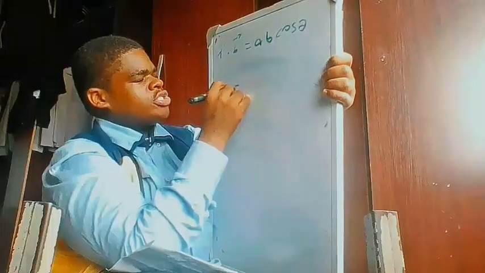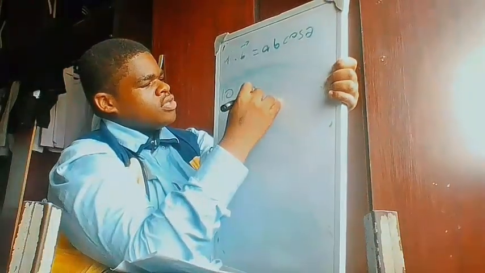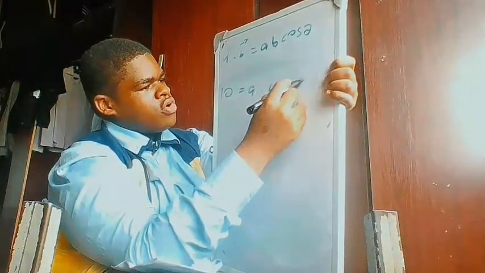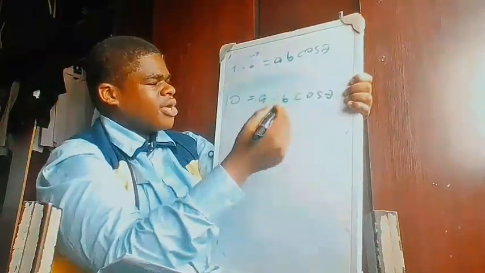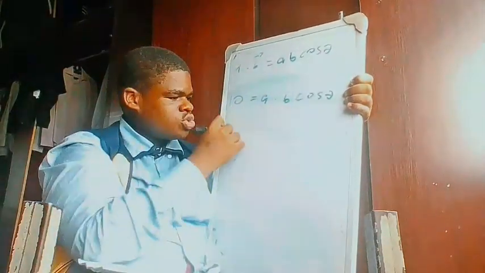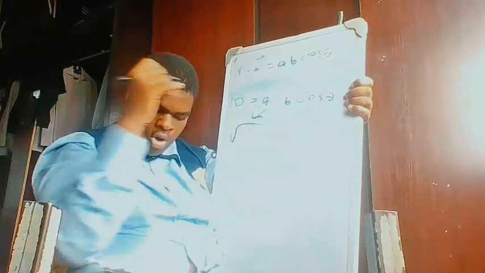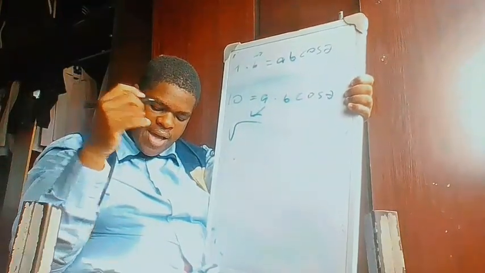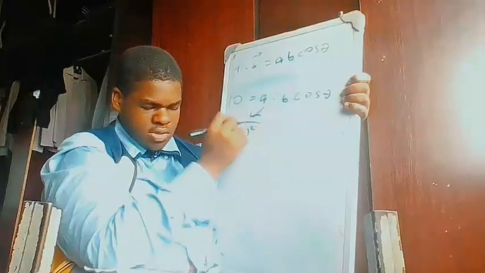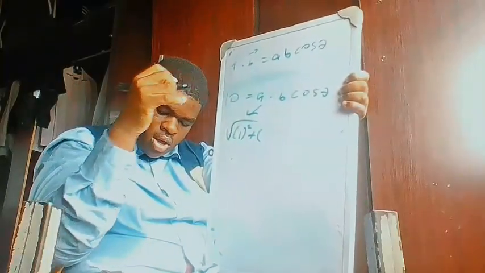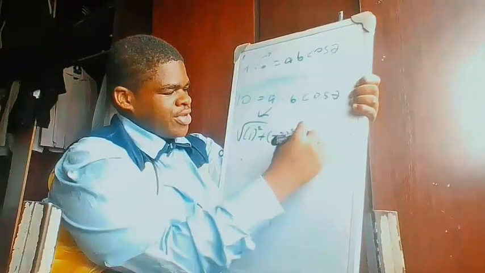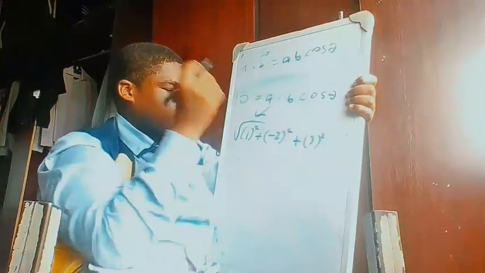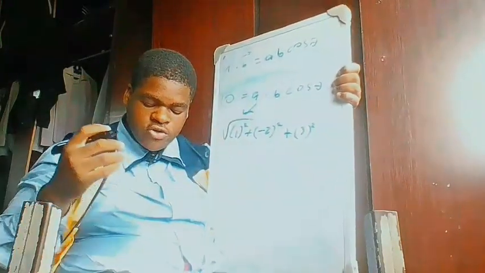So that 10 must equal the magnitude of A times the magnitude of B times cos theta. Okay? What's the magnitude of vector A? The magnitude of vector A is equal to the square root of 1 squared plus minus 2 squared plus 3 squared. The reason why it is 1, minus 2 and 3 is because those are the coefficients of i, j, and k in the question here.